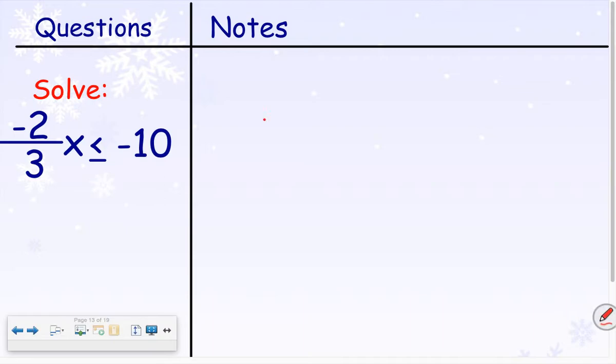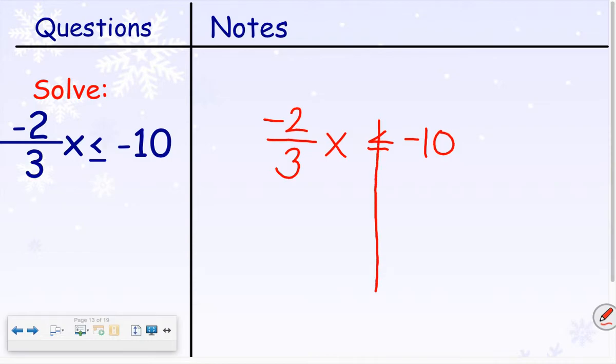All right, negative 2/3 x is less than or equal to negative 10. Now we have a fraction, negative 2/3. If you remember back to chapter 2, in order to get rid of a fraction, you have to multiply both sides by the reciprocal. So flip it around: 3 over negative 2. You can still keep the negative with the 2, but you have to flip it around. Then these would cancel because you'd get negative 6 over negative 6, which is 1.